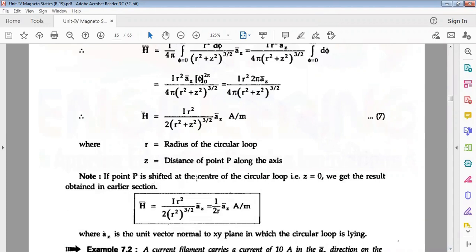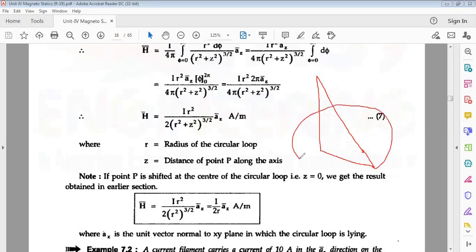With the point P shifted to the center of the loop, the diagram looks like this. It is a circular loop carrying a current. Let us take its origin, Z along the AZ bar direction, and point P is where we have to find the H bar.